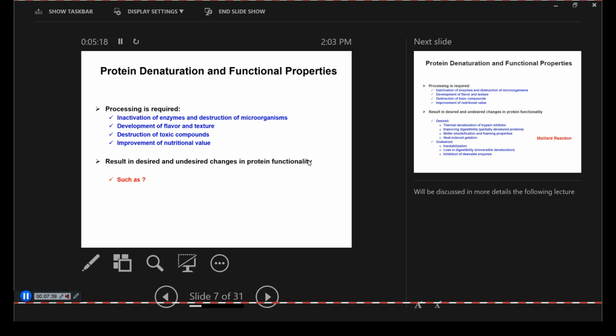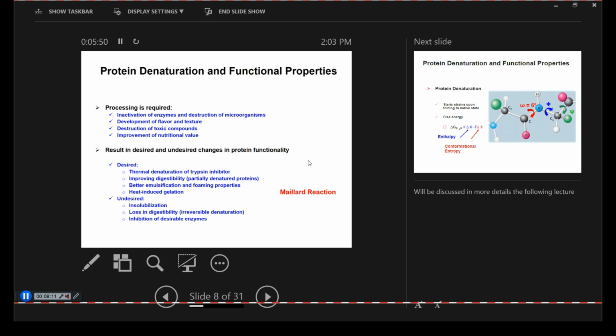Good. What else? We talked about improvement of digestibility, but could there be a reduction in digestibility as well? Yes, so excessive heating and excessive processing may lead to polymerization of the protein, and a polymerized protein, that means a big structure of protein, will be less easily digested due to limited enzyme accessibility to the bonds. So let's see what I have here in terms of desired and undesired.